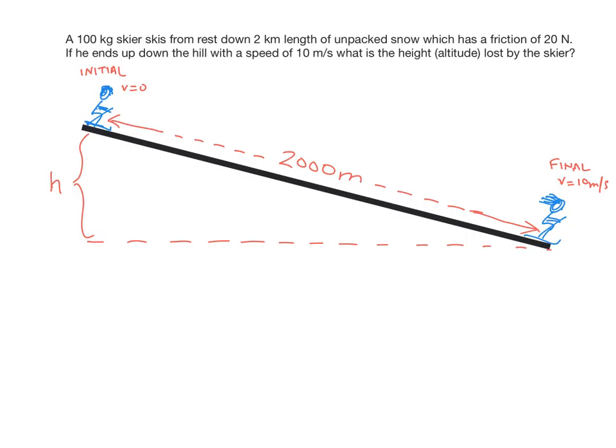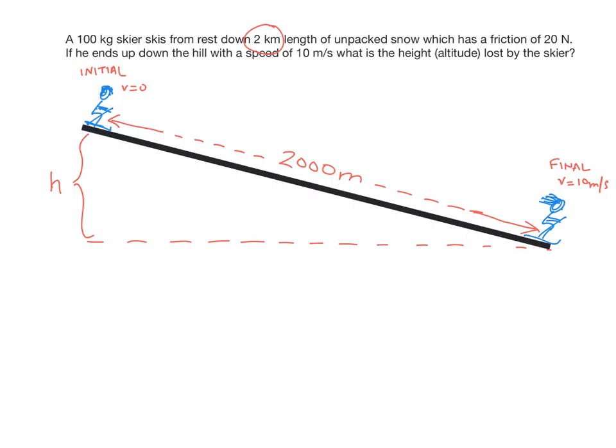Okay, so the situation looks something like this. Initially, the skier has 0 velocity. He skis down the slope 2,000 meters, that's 2 kilometers, as said in the question. We have to convert it to SI units. He ends up with a final velocity of 10 meters per second, so he has some kinetic energy.